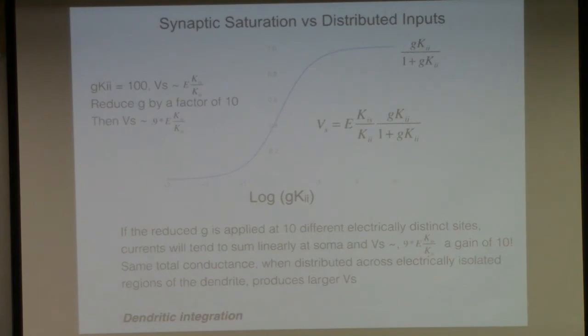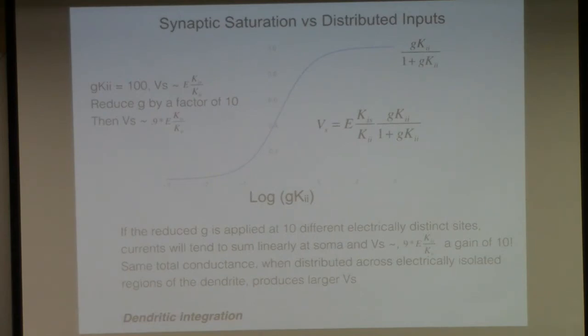So what's the consequence of that? If we take a large amount of conductance and apply it at one location in a dendritic tree, through the effects of synaptic saturation, we can't produce a lot of voltage elsewhere in the dendritic tree. But if we split that same amount of total conductance across different sites within a dendritic tree that are electrically isolated from one another, we can get a big amplification of the response. In the example I'm working out, we're getting 10 times the response by distributing the inputs.